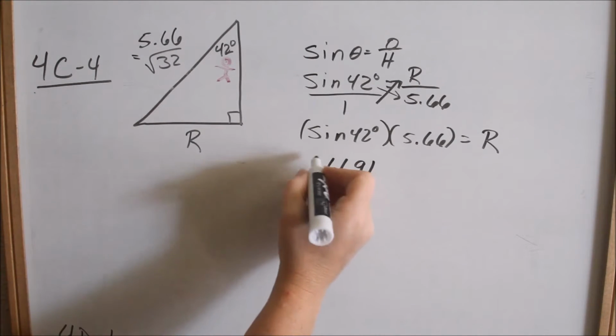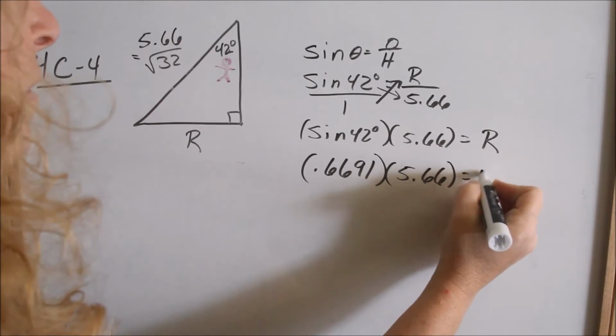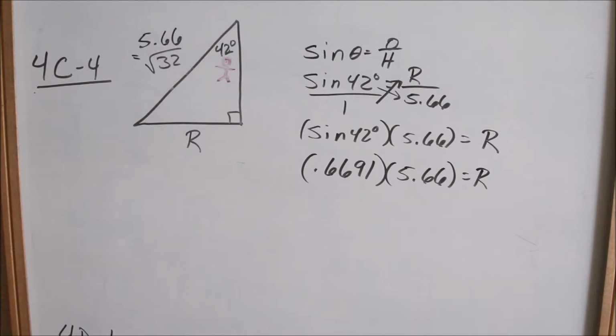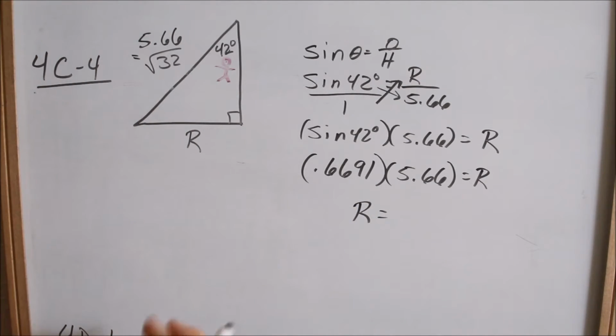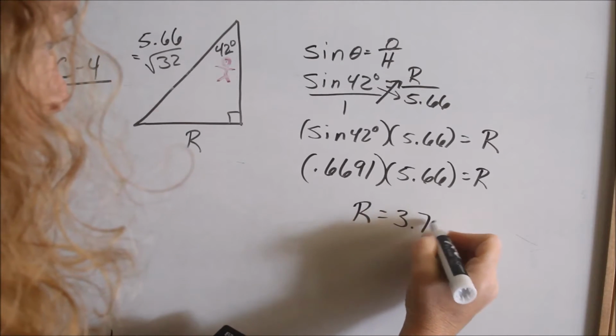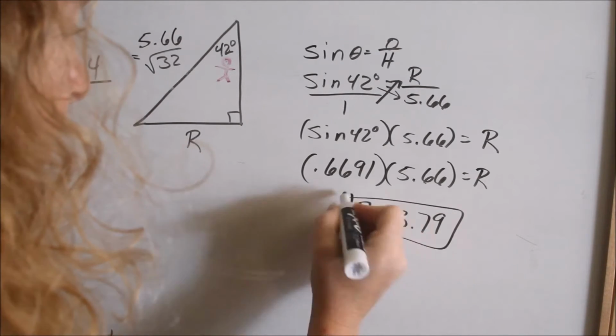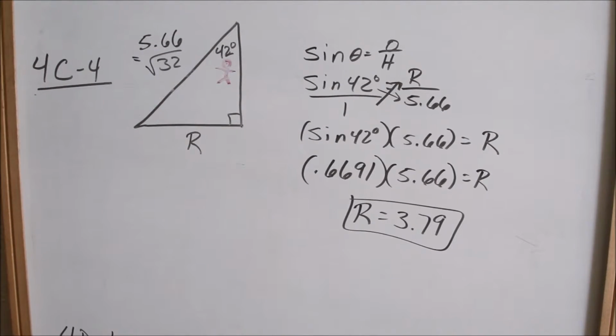0.6691 is sine of 42 degrees times 5.66. So R is approximately, rounding to 2 decimal places, 79. And again, I don't have units because no units were specified in the problem.